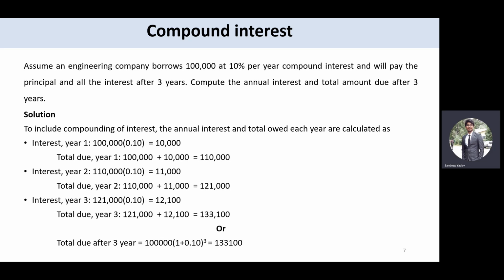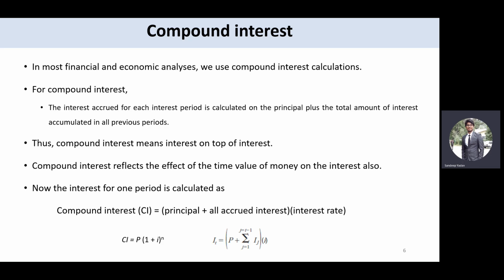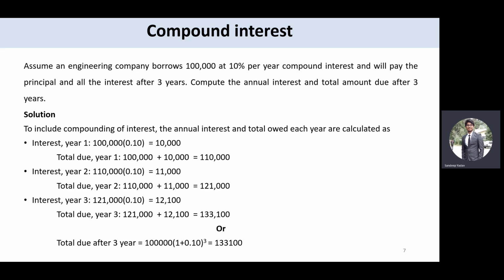From the other formula we can also calculate that directly. We can calculate 1 lakh multiplied by (1 plus 0.10) to the power 3, that is the interest period, or we can say the loan period. Then we directly get 1,33,100 rupees. So this is all about simple and compound interest.